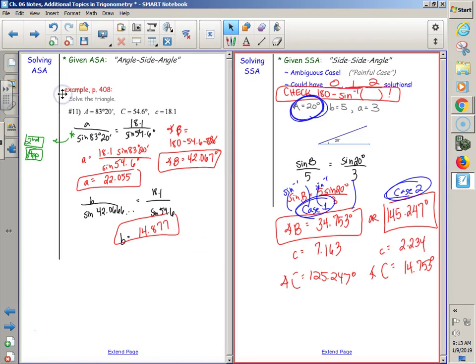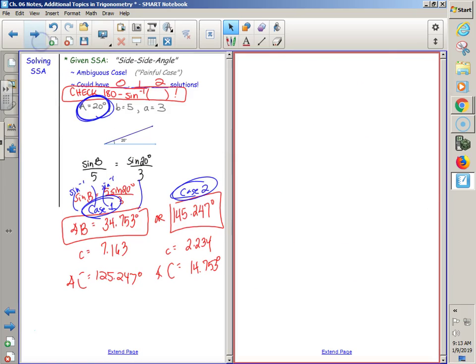Now, I wanted to go ahead and show you guys really quickly with an illustration how this is possible. Because some of you are like, I don't get it. 20 degrees, 5 and 3, can't that only make one triangle? Do you guys see how I have my 20 degrees over here?